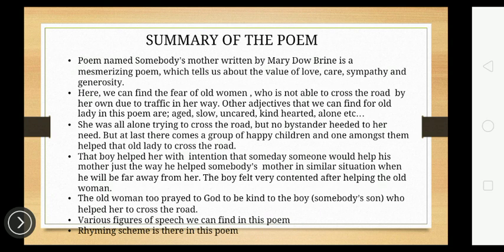So here we can find the anxiety of an old woman who is very fearful, standing at the corner, and she is not able to cross the road on her own, just due to the traffic in her way. Other adjectives that we can find for the old lady in this poem are aged, slow, uncared, kind-hearted, alone. So these are the other adjectives for the old woman. She was very aged, slow, she can't move. She was all alone trying to cross the road, but no bystander heeded her need.